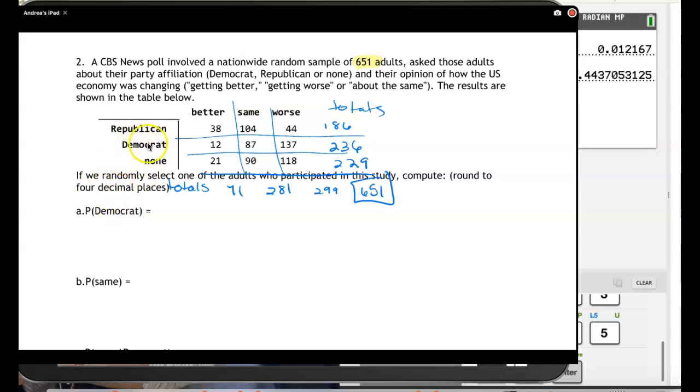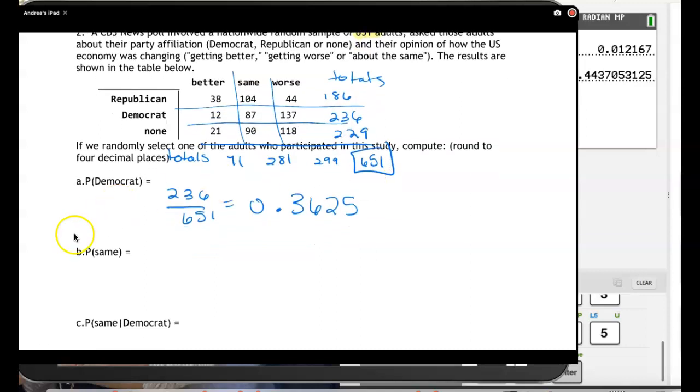Okay, so now the probability that a randomly selected adult participating in the study was a Democrat. A Democrat is one of our rows, so we need to look at the total number of Democrats, which is 236. This row right here, and then divide that by our total. Okay, and it does say to round to 4 decimal places, so we would get 0.3625. Make sense?